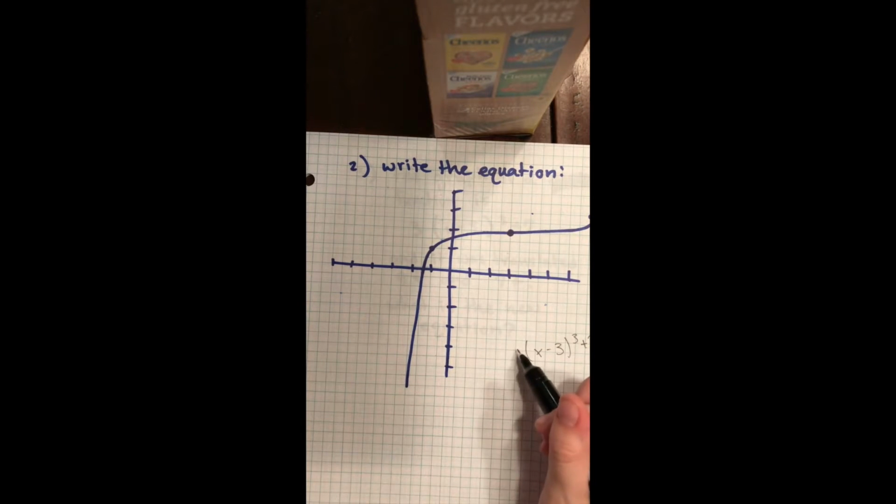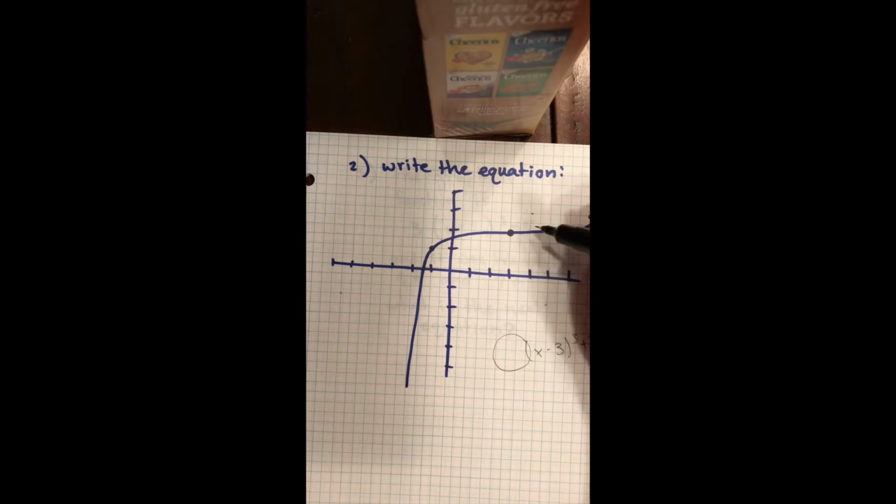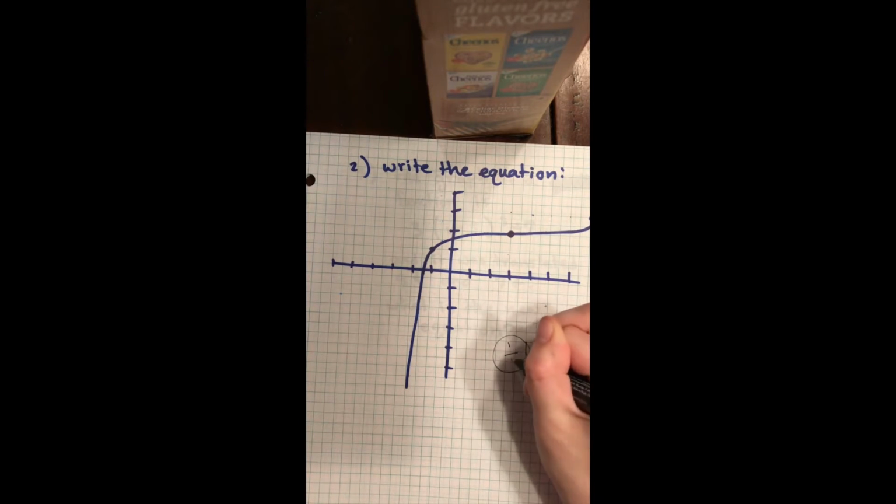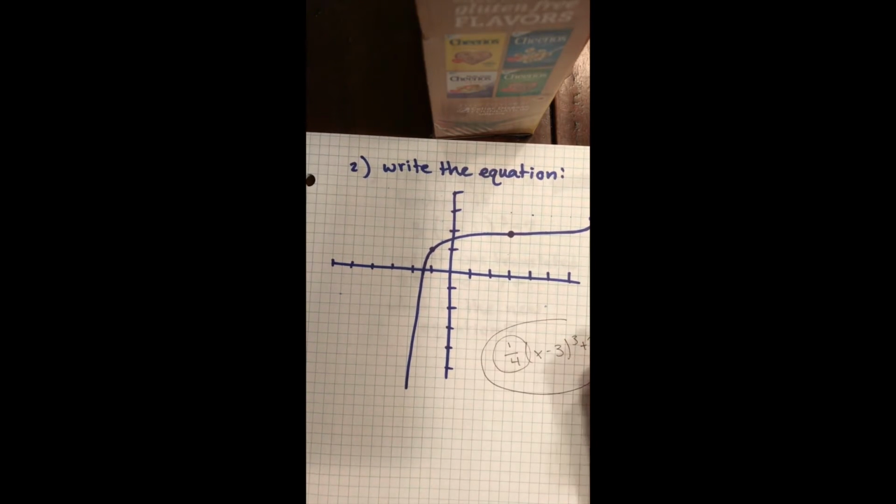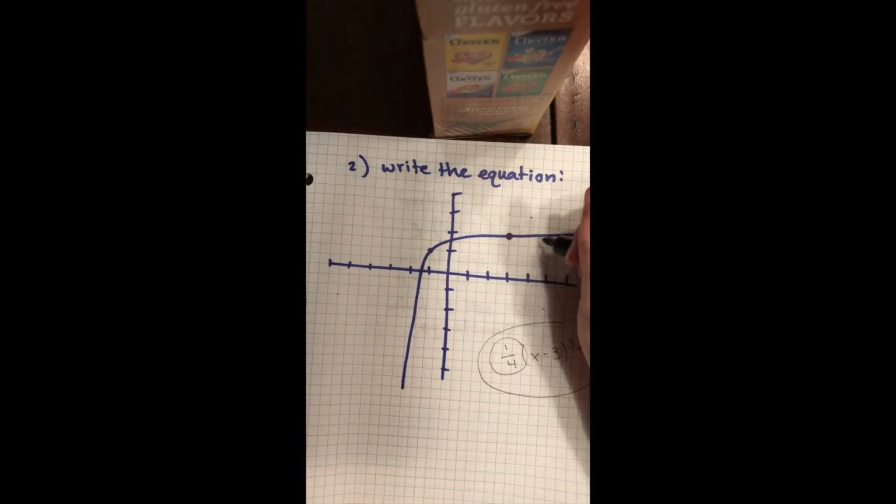And then now we have to find this number right here, the slope. So we go up 1 and then over 1, 2, 3, 4. So it'll be 1 over 4. And that is the equation for this graph.